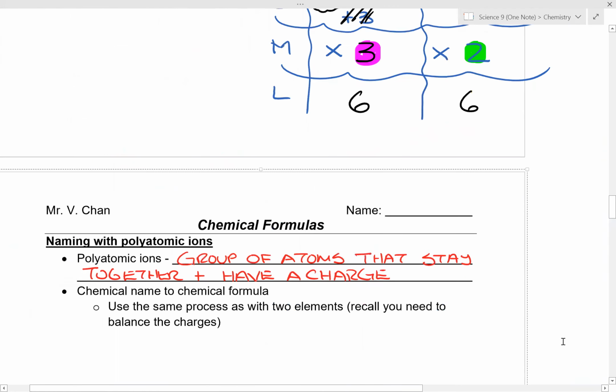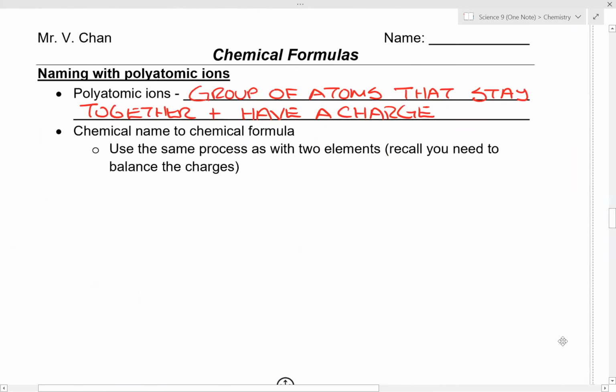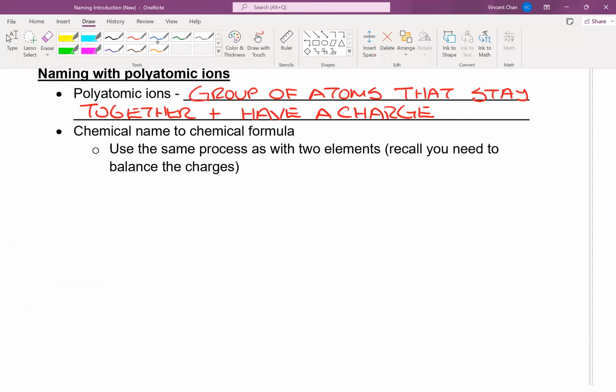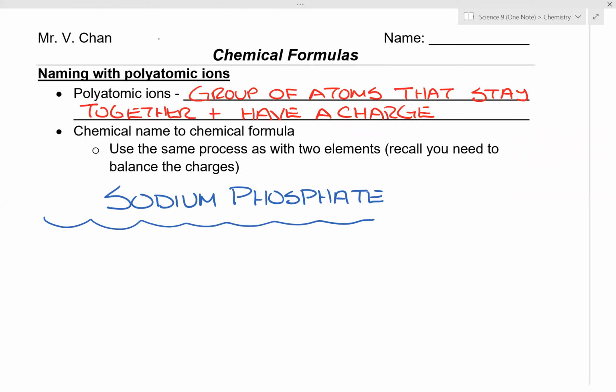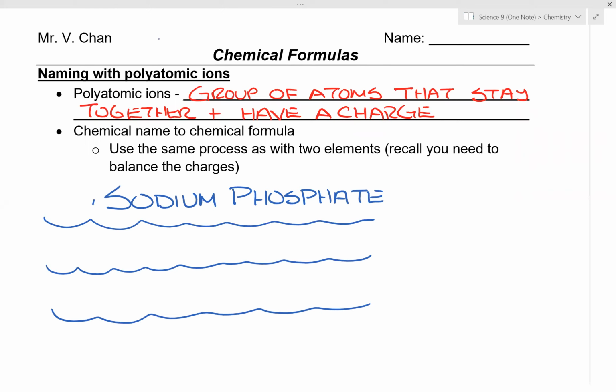Let me give you an example. Let's say we had sodium phosphate. What happens is we again write this little table, and we have the charge, the multiplier, and the LCM, lowest common multiple. Again, it's the same process.